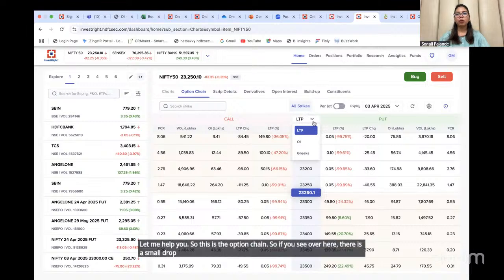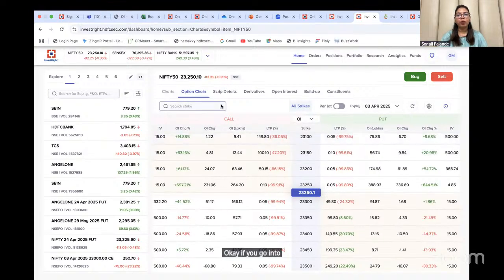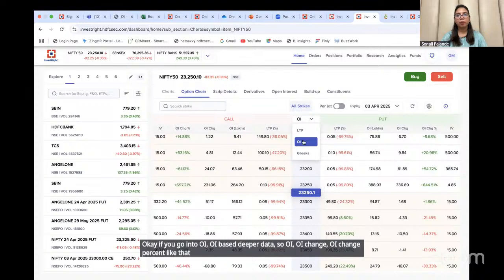Okay, so generally when all the data comes together, the option chain becomes very cluttered. So that is why we have clubbed some data sets together. So this is LTP based data. Here you will get the LTP and OI and volume. Okay, if you go into OI, you will get OI based deeper data. So OI change percent, like that. So just change your drop down and you should get this data.